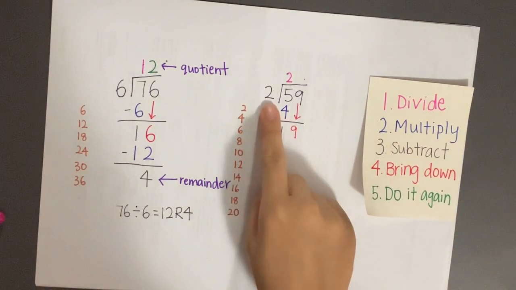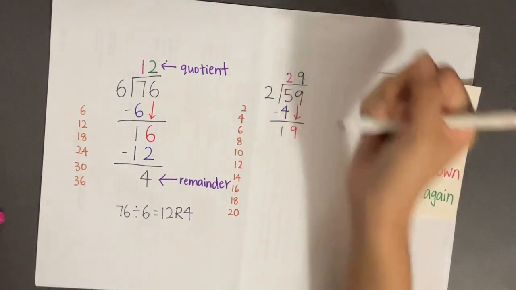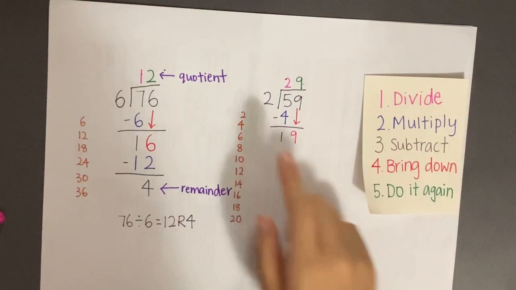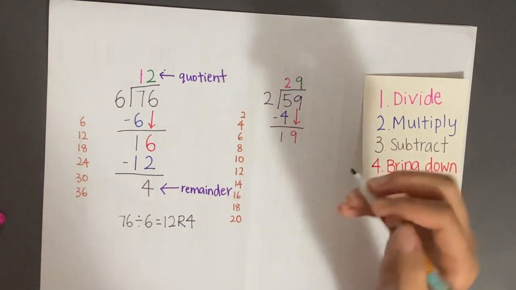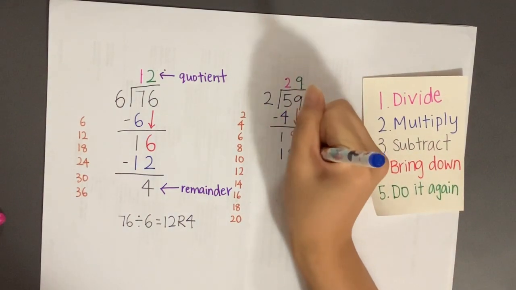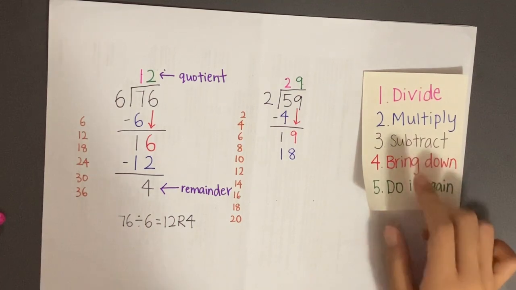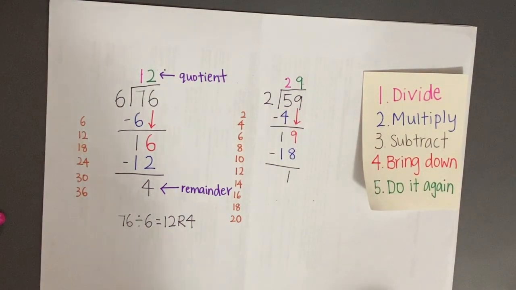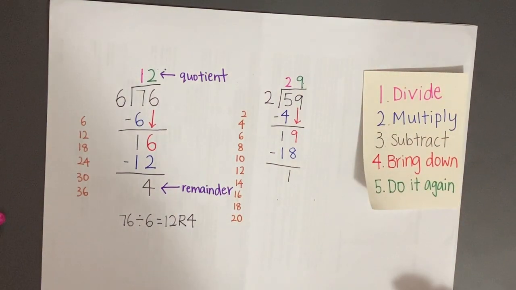What is 18 divided by 2? It should be 9. 9 times 2 gives me 18. So now I need to subtract. And I get 1. I have no other digits to bring down, so this is my final answer.